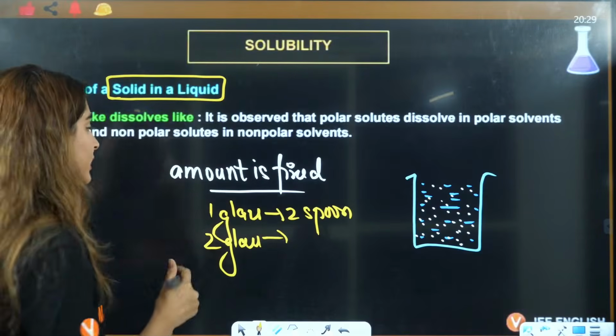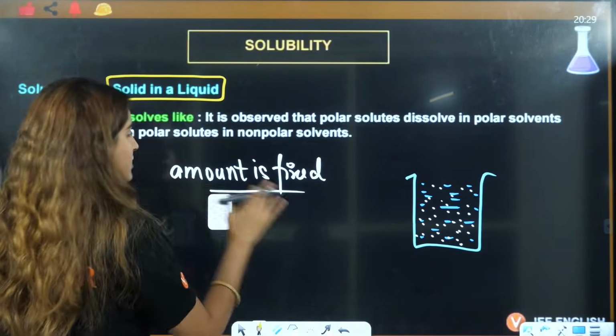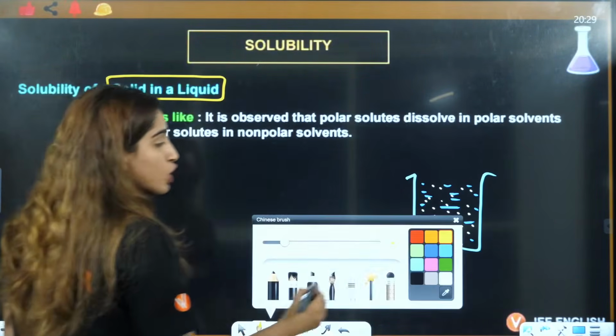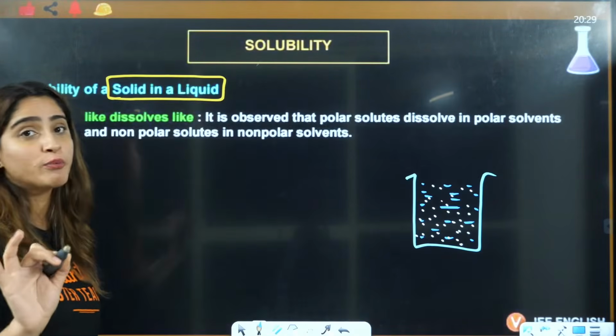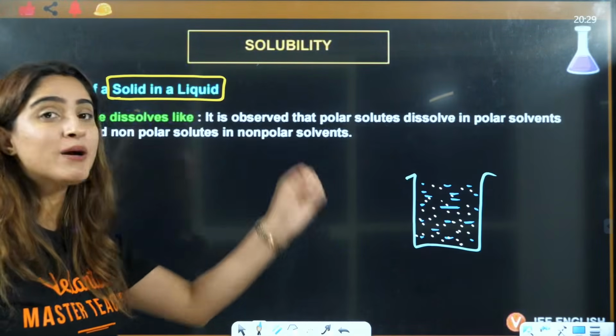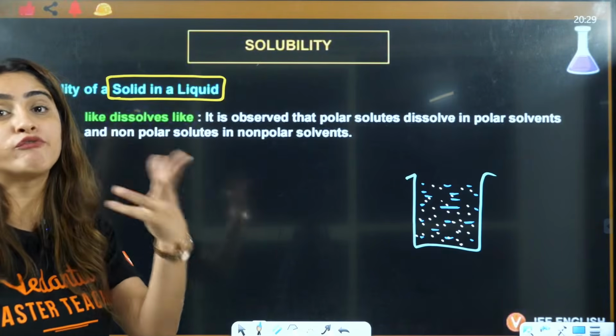So what they did, they fixed it. They were like, this is very complicated. So you have to define solubility, you have to fix in how much amount of solvent we are looking for the solute.